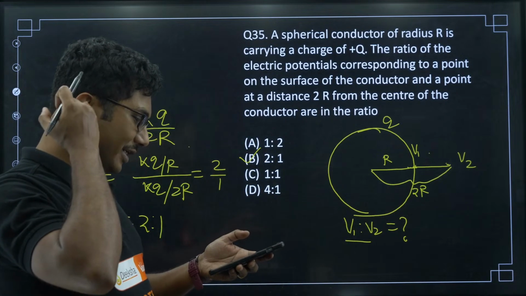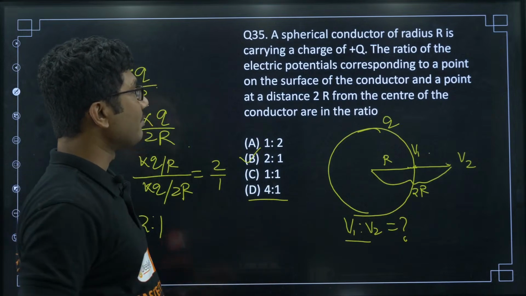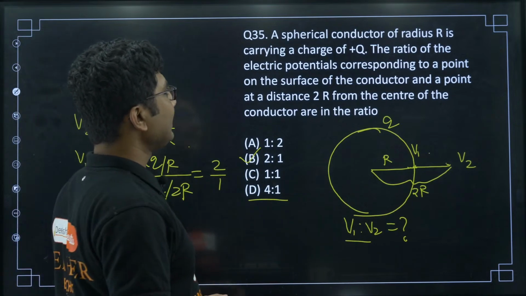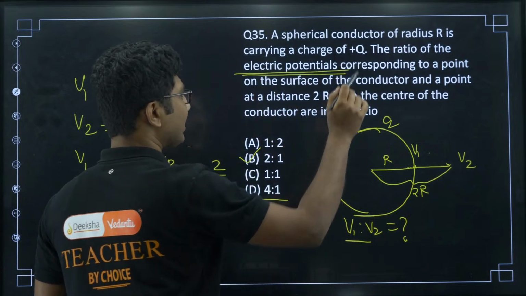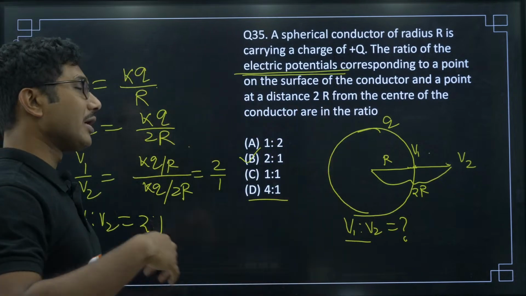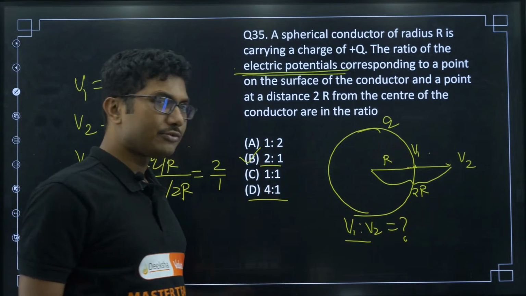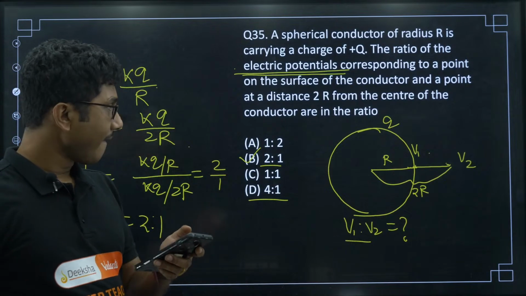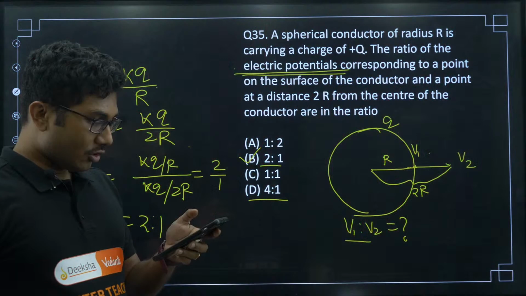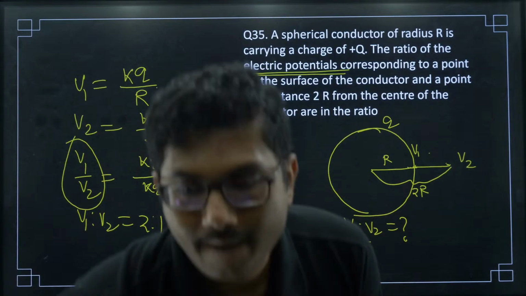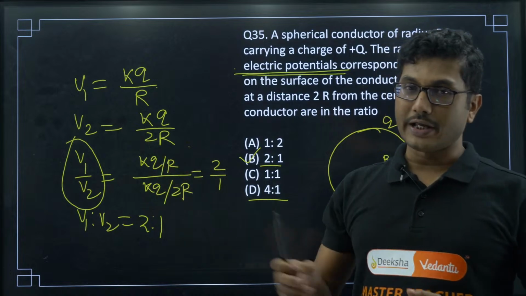Varija, why did you answer option D? Option D is not at all possible, right? Electric potential, not electric field. Okay, this is the ratio of electric potentials, not electric field. If it was electric field, 4:1 would have been the correct answer. But they have asked about electric potential, so electric potential is only 2:1, right? So, be careful what ratio they have asked you to find.